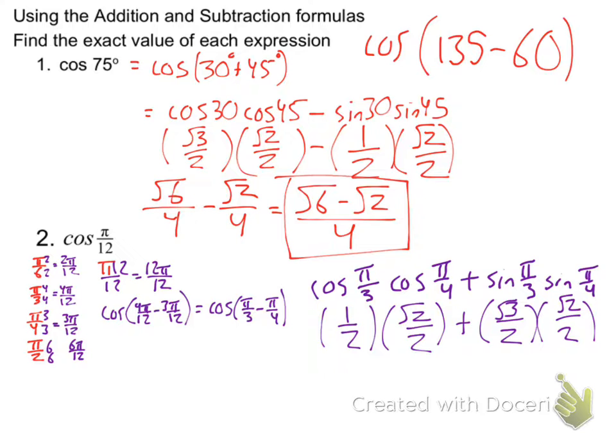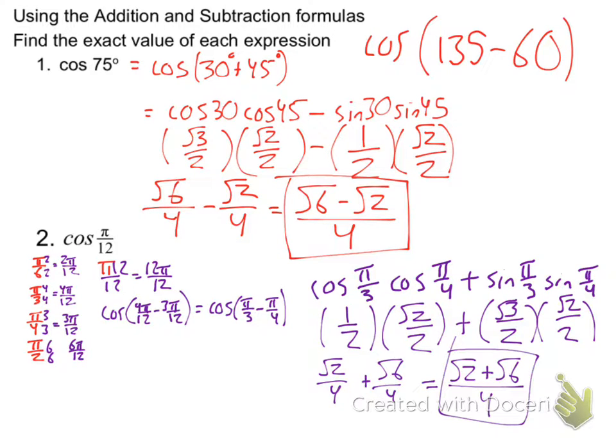Multiply these together. Square root of 2 over 4 plus square root of 6 over 4, which would result in the answer. Here's the thing, guys. There's going to be a lot of square root of 2s and square root of 6s and square root of 3s over 4s, because for all the angles on our unit circle, pretty much, those are the only numbers we have.